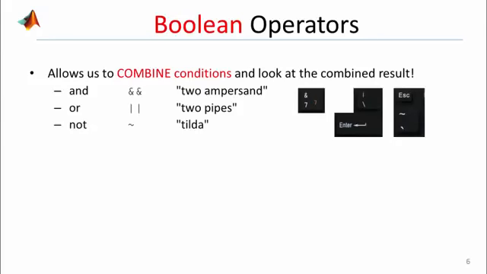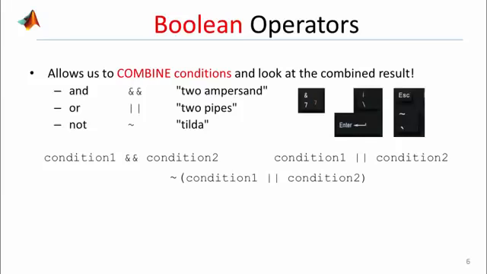And, or, not. Maybe you want to check condition 1 and condition 2. Maybe you want to check condition 1 or condition 2. Maybe you want to check not, so the opposite of condition 1 or condition 2. We'll see examples very soon.